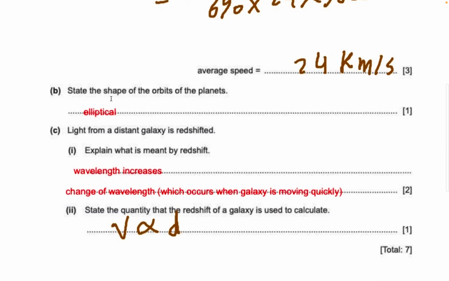B. State the shape of the orbits of the planets. You know it's elliptical. Light from a distant galaxy is redshifted. Explain what is meant by redshift. In the case of redshift, the wavelength increases. So it is the change of the wavelength, which occurs when the galaxy is moving quickly and the wavelength increases. Double I. State the quantity that the redshift of a galaxy is used to calculate: speed or velocity, and it's directly proportional to the distance.